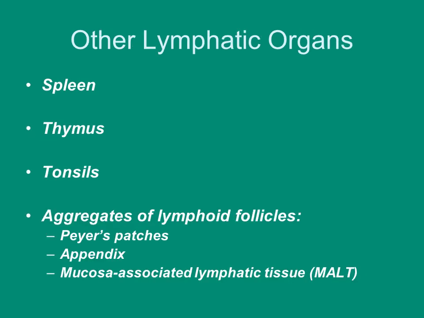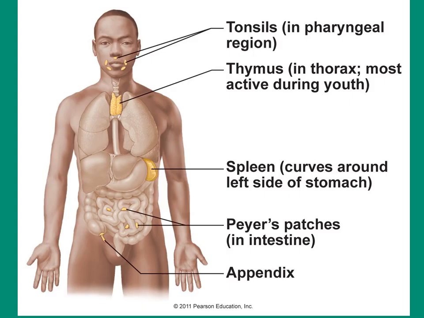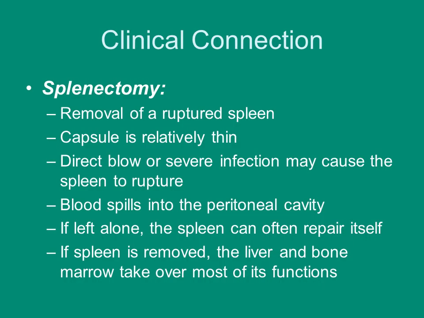Other lymphatic organs are the spleen, the thymus, your tonsils, and then you do have aggregates of lymphoid follicles, such as the Peyer's patches that are associated with the small intestines. You have the appendix, and then the mucosa-associated lymphatic tissue, or MALT. This diagram is showing where you have your tonsils, the thymus, the spleen, those Peyer's patches, and your appendix.